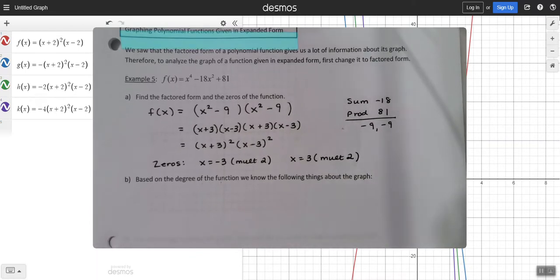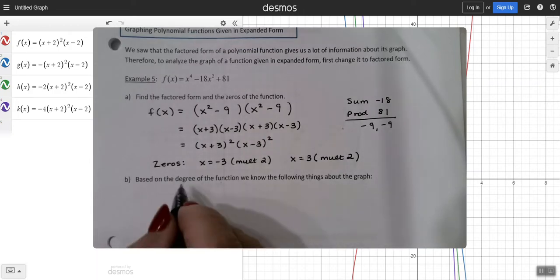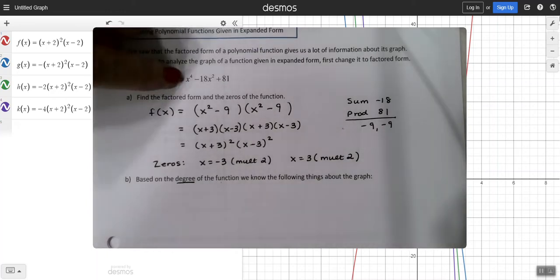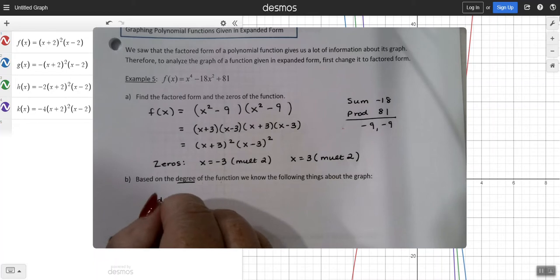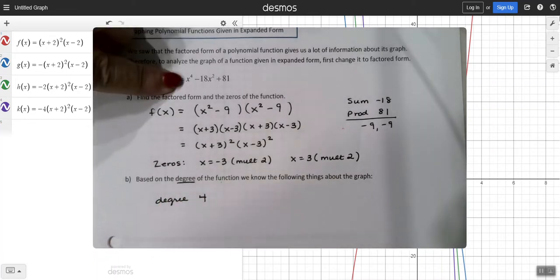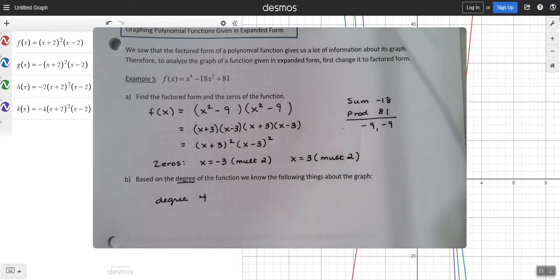All right, now that we've got that, we can start answering questions. Based on the degree of the function, what do we know about our graph? Well, it's degree 4. And the leading coefficient, the multiplier, is positive.